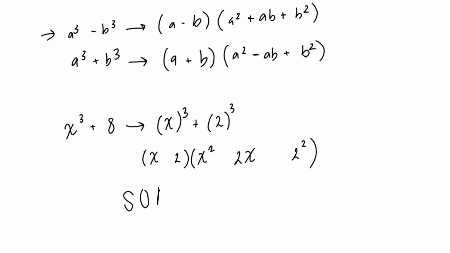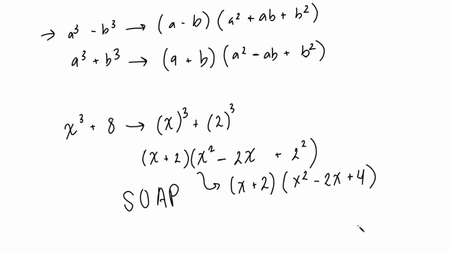So SOAP, what are the signs? Positive, we're doing addition, so same sign, plus. Opposite sign, always positive, so this is how we get it. And of course, like last time, we can also simplify it and fix up the second part. So you see how it had 2 squared, we can put this plus 4 instead.